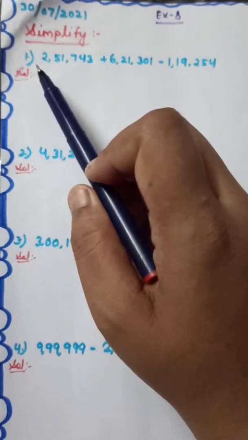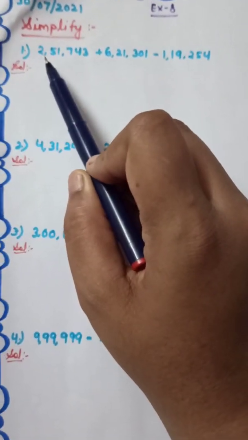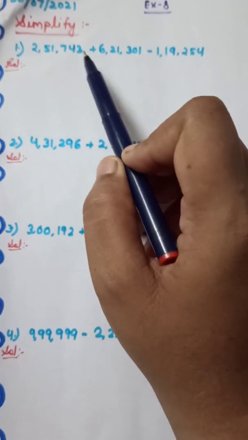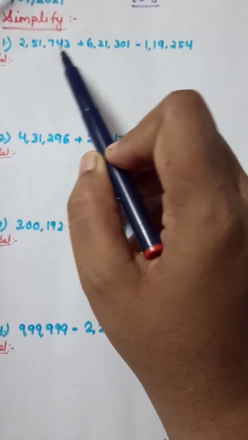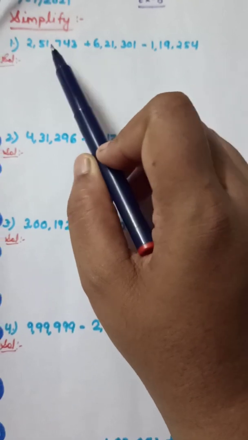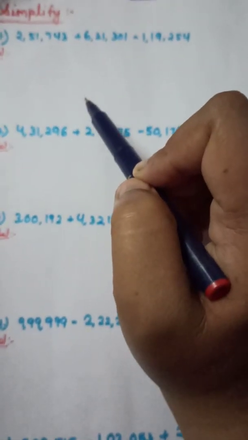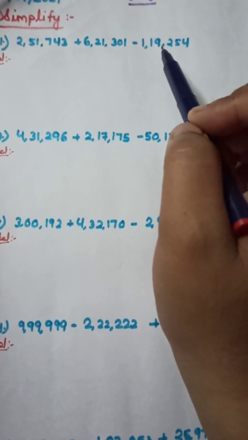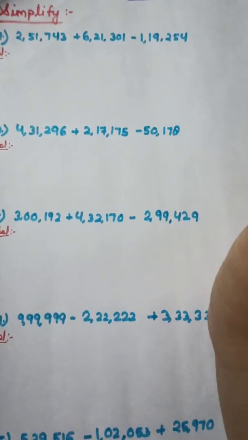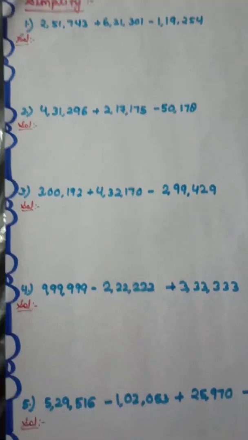Question number 1, I hope you all can see. Here what we have to do, students, we have to first of all perform the addition operation. First of all we have to add these two numbers, and then whatever answer we get, we will subtract this number from that answer. Okay, let us start doing it.